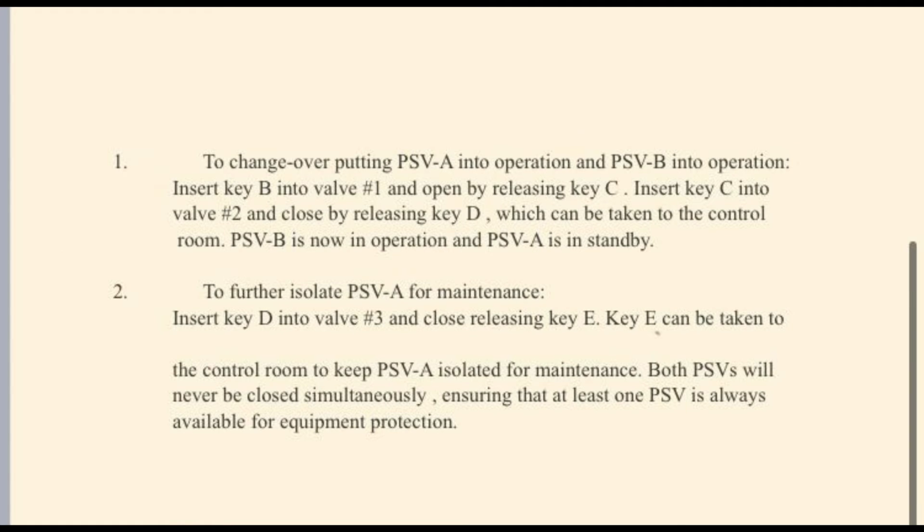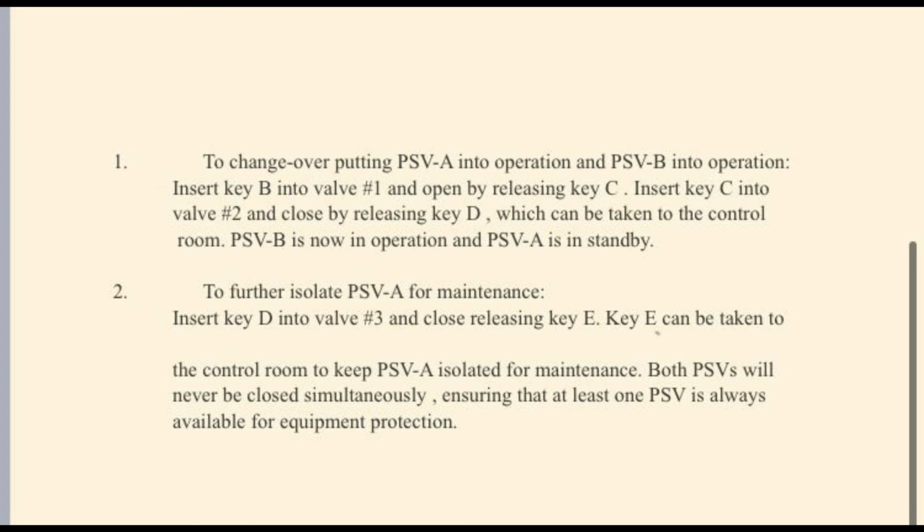To change over, putting PSVB into operation and PSVA on standby, insert key B into valve 1 and open it by releasing key C. Insert key C into valve 2 and close it by releasing key D, which can be taken to the control room. PSVB is now in operation and PSVA is on standby.